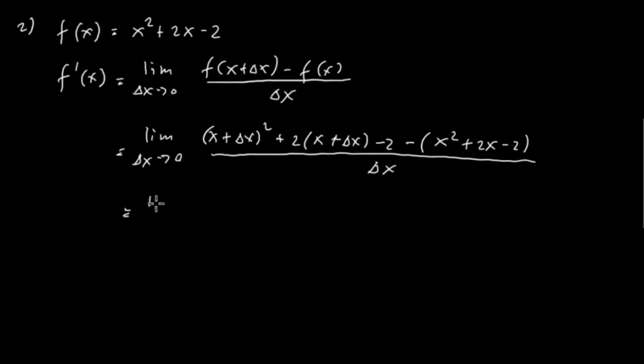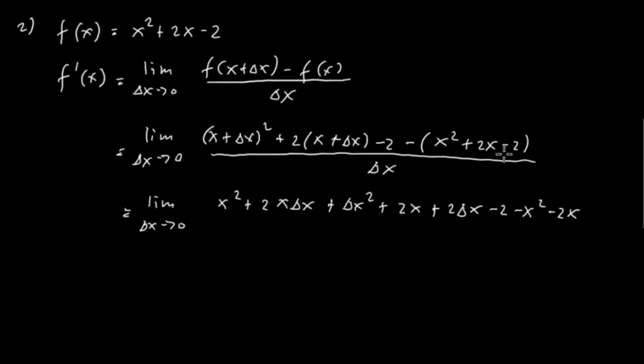Simplify. So the limit of delta x approaches 0. Expand: x squared plus twice of x delta x plus delta x squared, plus twice of x plus 2 times delta x, or plus 2 delta x, minus 2. Change all the signs: negative x squared, negative 2x, and negative times negative 2, positive 2. We divide by delta x.